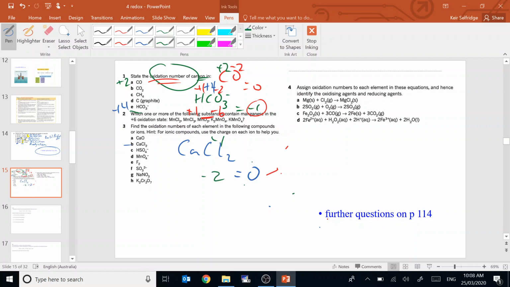That means the calcium is going to have to be +2. So the 2 oxidation numbers involved are: calcium is +2, and the chloride part of it is -1. -1, not -2. There's 2 of them, but there is -2 in total. This last one looks big and horrible, so why don't we have a crack at that?